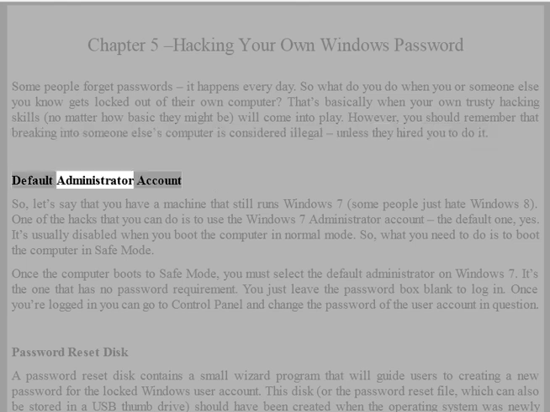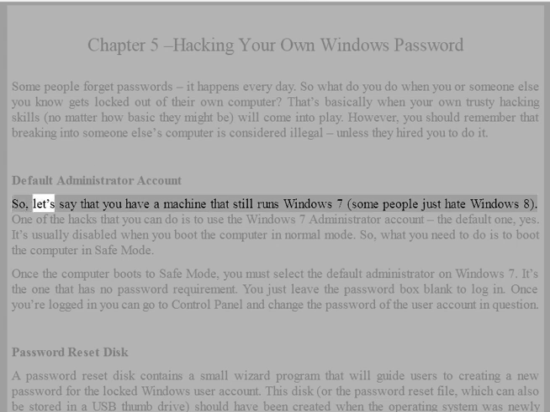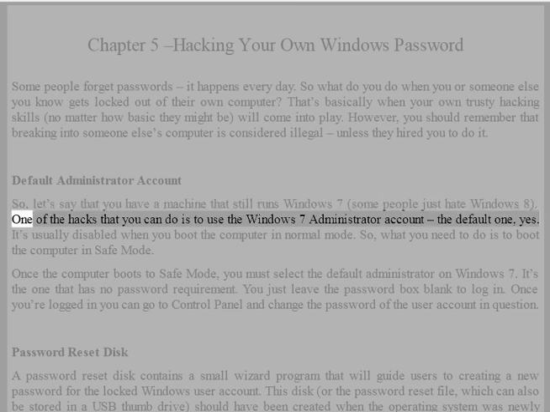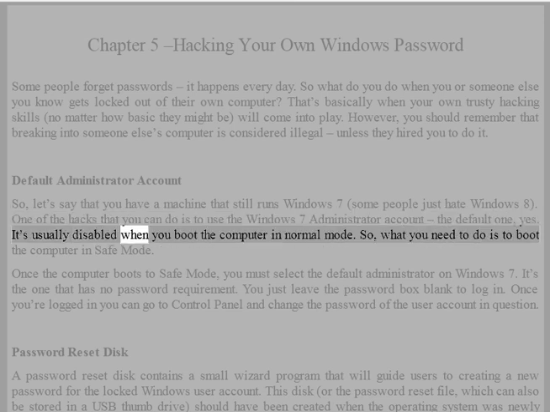Default administrator account. So, let's say that you have a machine that still runs Windows 7. Some people just hate Windows 8. One of the hacks that you can do is to use the Windows 7 administrator account, the default one. Yes, it's usually disabled when you boot the computer in normal mode. So, what you need to do is to boot the computer in safe mode.